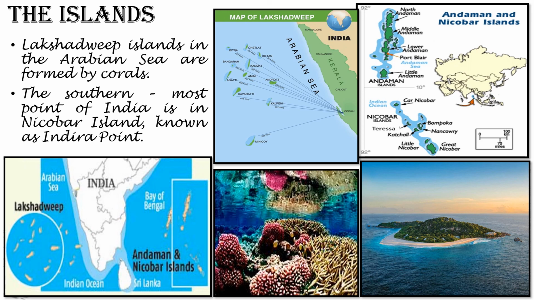The Andaman and the Nicobar Islands lie to the southeast of the Indian mainland in the Bay of Bengal. The southernmost point of India is in Nicobar Island, known as Indira Point. There are a total of 247 islands in India.